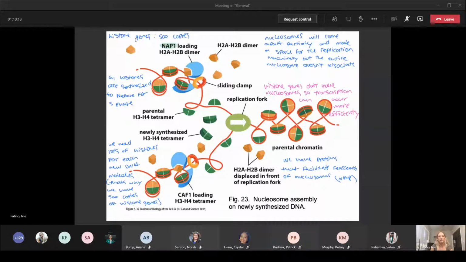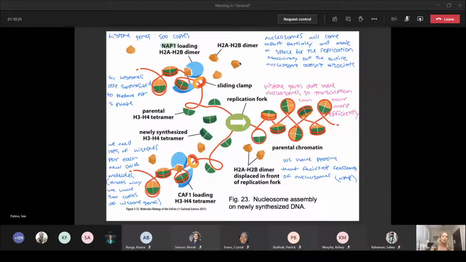So there are 500 copies of histone genes because we need a lot. We need lots of histones for each new DNA molecule. That's why we have 500 copies. And again, they're not bound up in nucleosomes, and they're synthesized in G1 so that we can prepare for S phase when we're replicating our DNA.